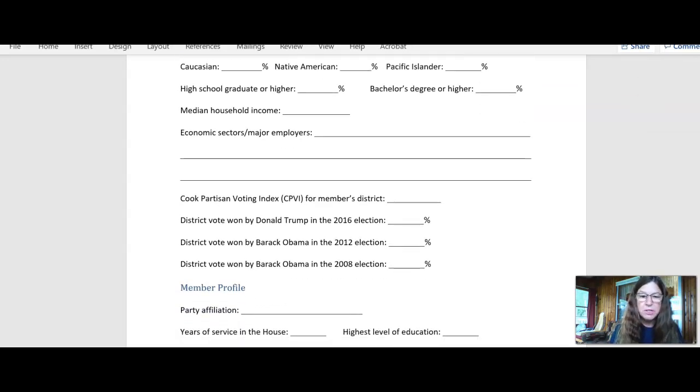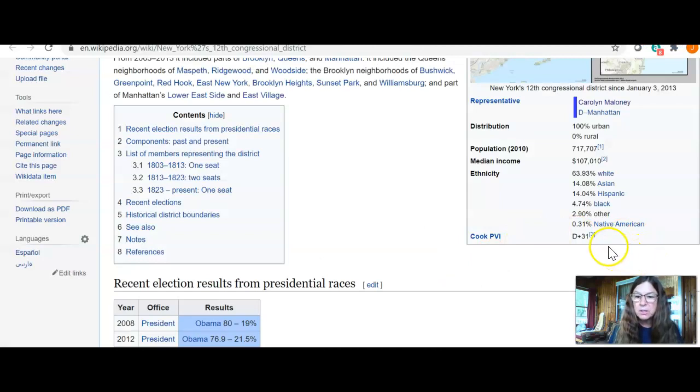There's some other information that matters as well about the district. Cook Partisan Voting Index for member districts. So we can go back to that wiki and we can find that information. Cook PVI is right there. D plus 31. D for Democrat would be an R if it was a Republican, and plus 31. That's a very strong Democratic district, and because that number is 31, that's very, very high on the PVI.